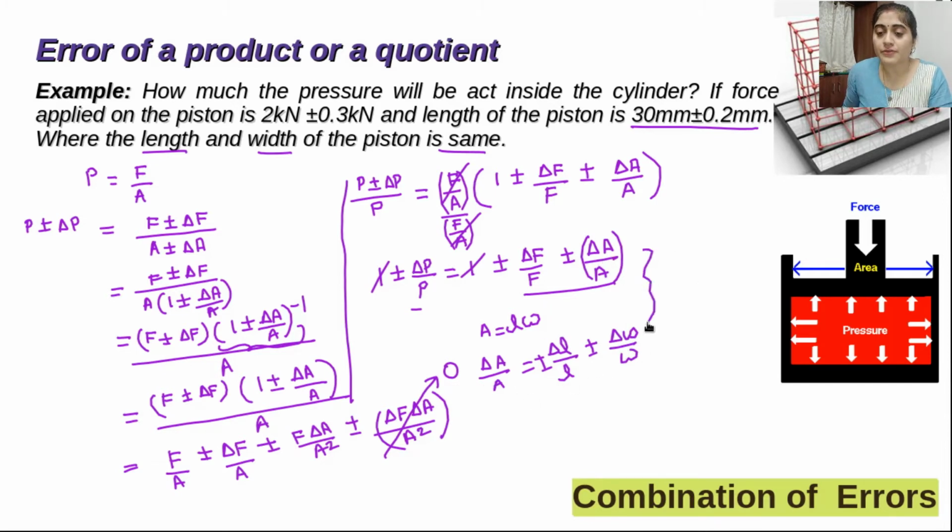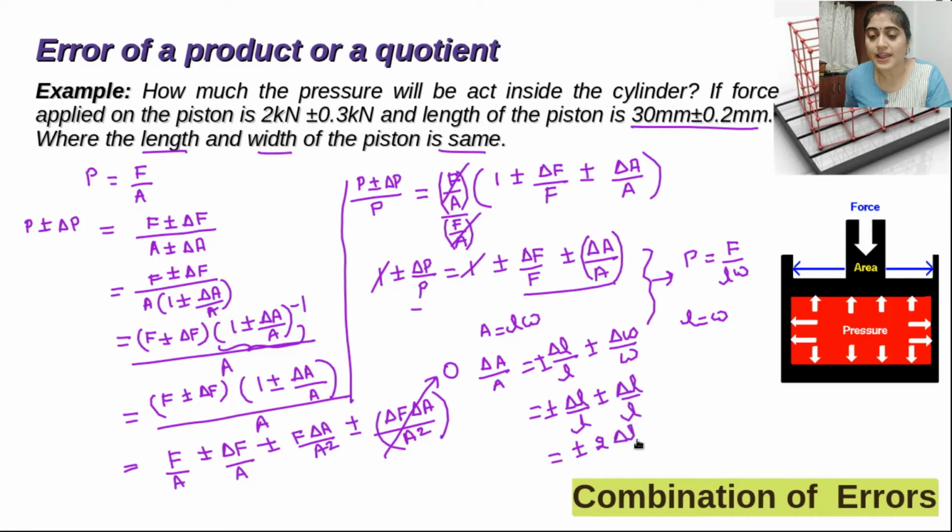So from this we can write P equals F by L W. Now here there are three physical quantities: these two physical quantities divided by this physical quantity. So here it is multiplying, here it is dividing. So for the combination, you simply have to add all the relative errors of these physical quantities. Now if I take L equals W, then it will be delta L by L plus minus delta L by L. So this is plus minus 2 times delta L by L.